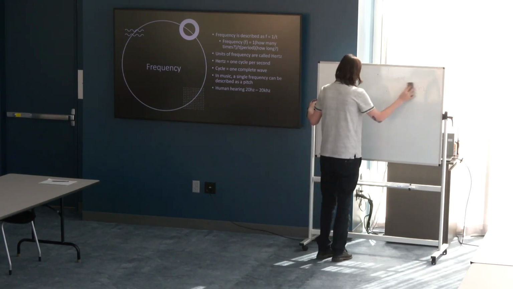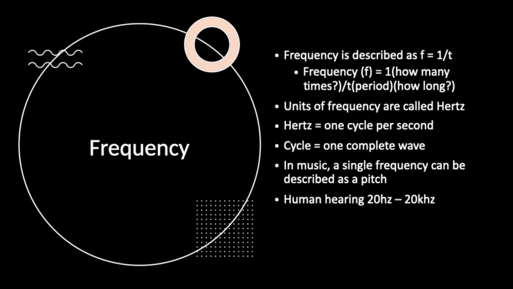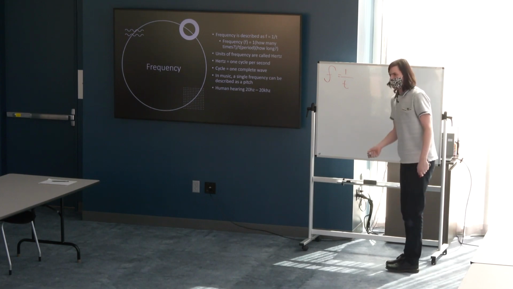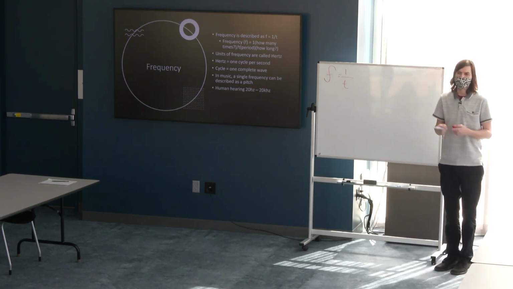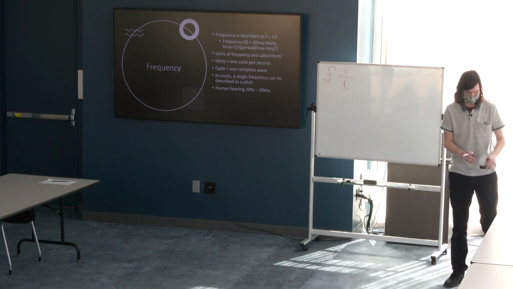But let's look at some of the mathy stuff real quick. So the equation is F equals 1 over T. It's not too bad. It's a pretty easy equation. I'm going to be drawing a lot of sine waves in this class because sine waves are easy to understand, but they don't really happen in nature too often, so just recognize that.